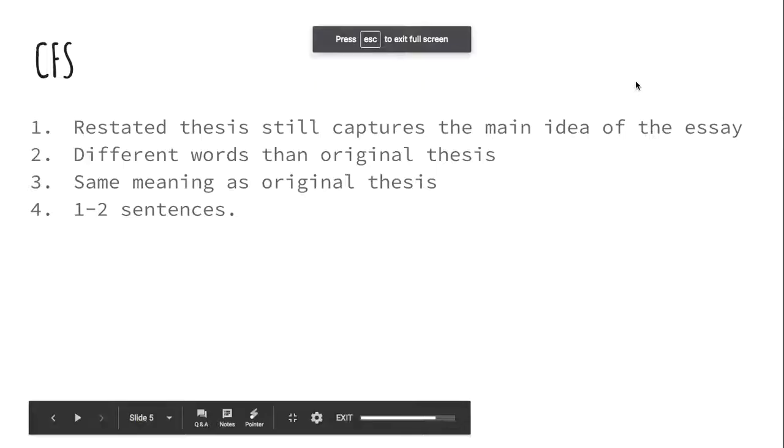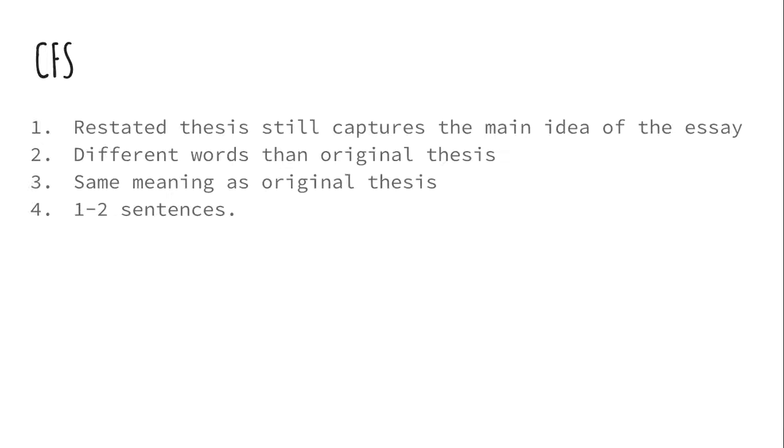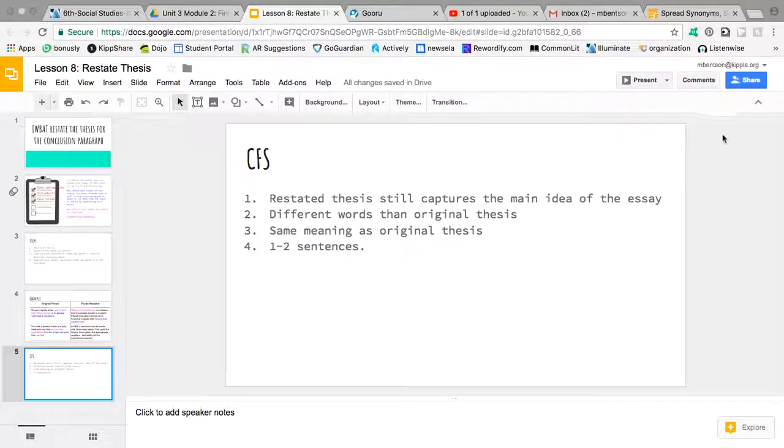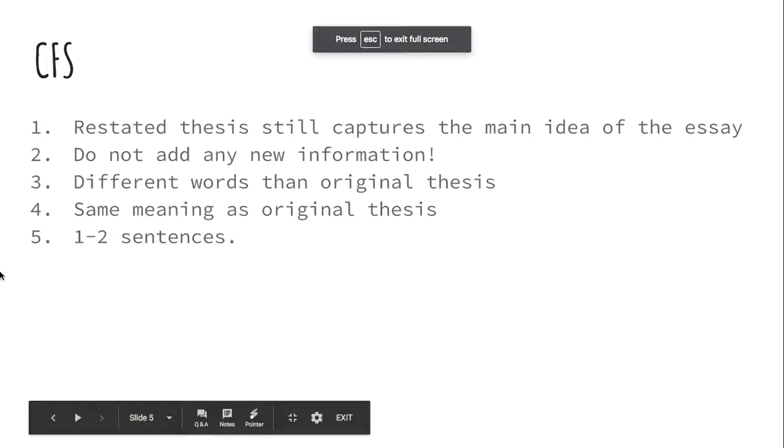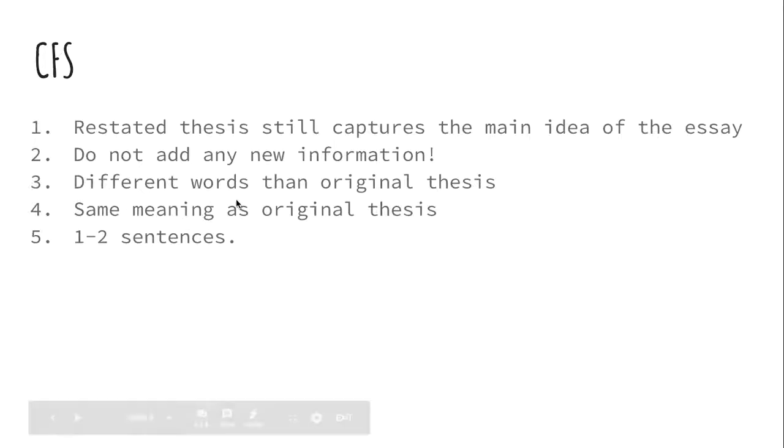Last but not least, 4 simple criteria for success. Number 1, your restated thesis is still a thesis, so it should still capture the main idea of the essay. Do not go off topic. Do not add any new information. You do not want to add any more new information in a conclusion. You're done. Number 3, remember, use different words than in your original thesis. Don't be boring. And number 4, keep the same meaning as the original thesis. And just like our thesis criteria for success, 1 to 2 sentences remain. And there you have it.